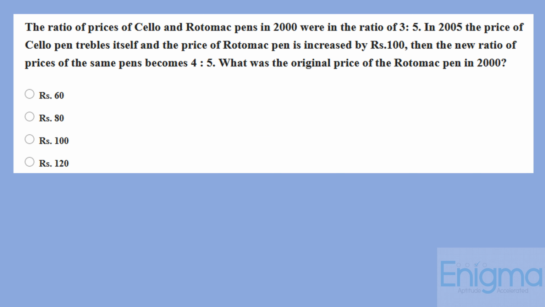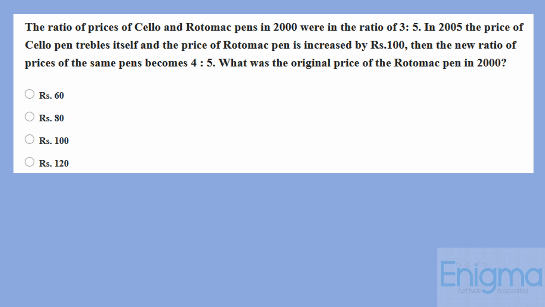The prices of Cello and Rotomac pens in 2000 were in the ratio 3:5. In 2005, the price of Cello pen triples itself and the price of Rotomac pen is increased by rupees 100. Then the new ratio of the prices of the same pens becomes 4:5. What was the original price of the Rotomac pen in 2000?